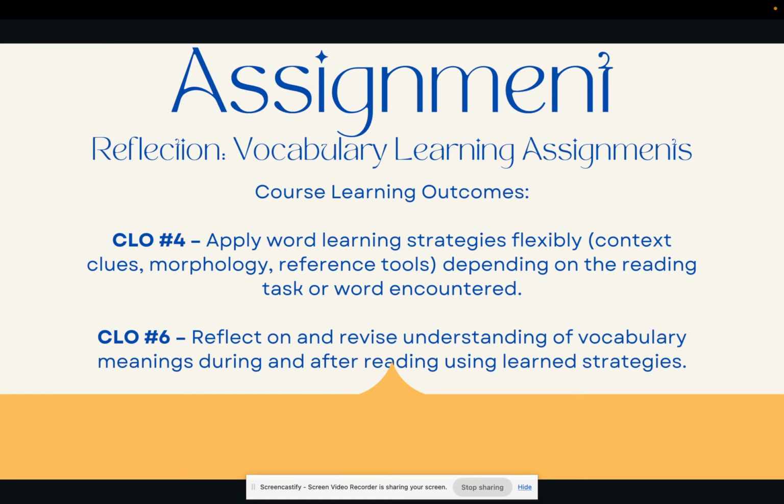This assignment is connecting to our course learning outcomes number 4 and 6. Number 4 is applying word learning strategies flexibly, depending on the reading task or word encountered. And course learning outcome number 6, reflect on and revise understanding of vocabulary meanings during and after reading using learned strategies.